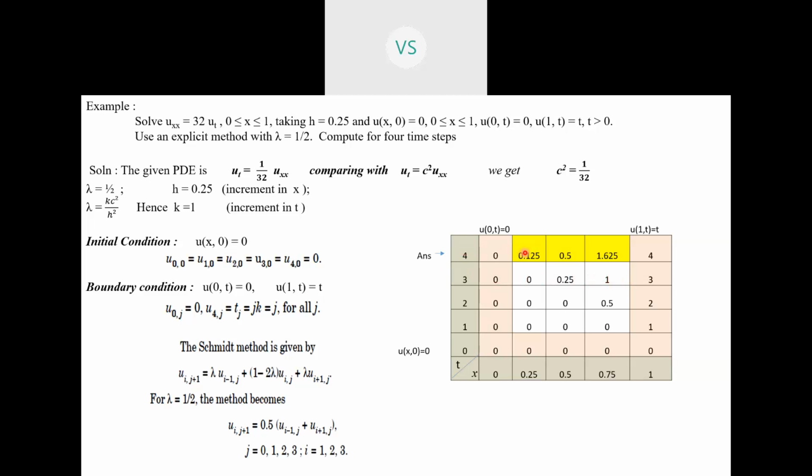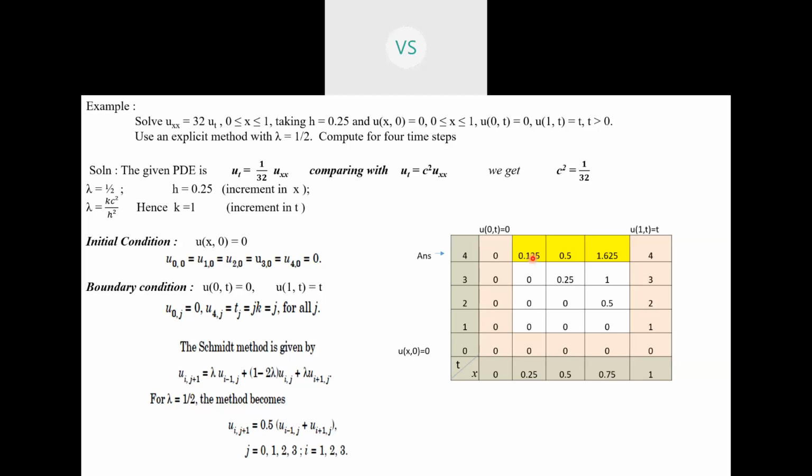Now consider this point. For this nodal point, 0 will be the left term, 0.25 will be the right term. So what is the formula? Left term plus right term into 0.5. This formula we have obtained from this formula. This is not the regular formula. It is obtained from this formula with lambda equal to 1 by 2. Remember this. The original formula is this. After putting the value of lambda equal to 1 by 2, we have gained this formula.